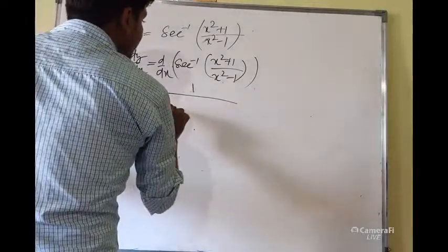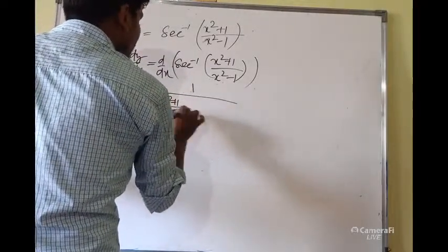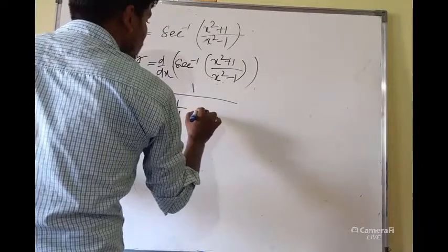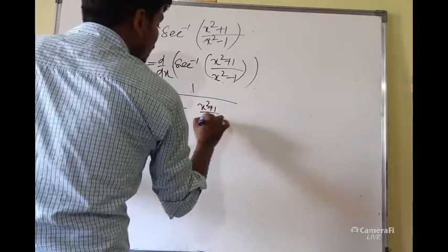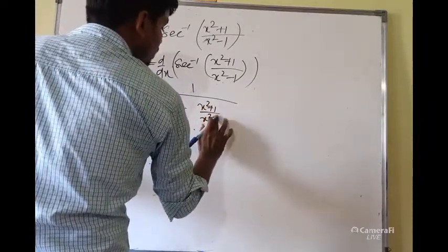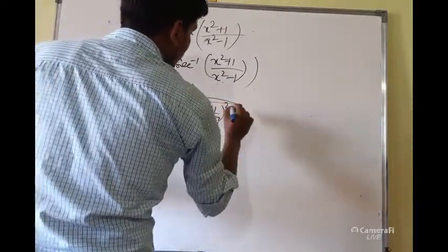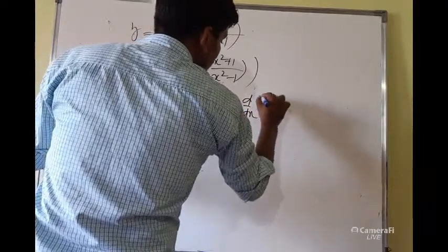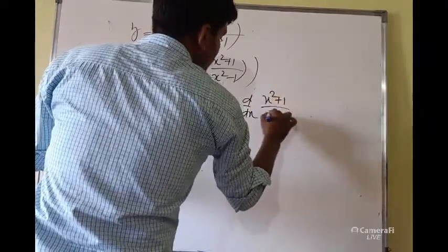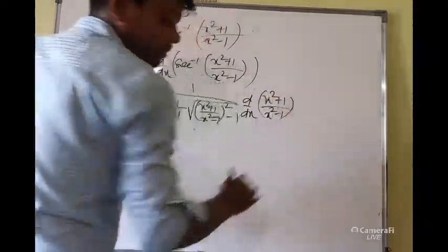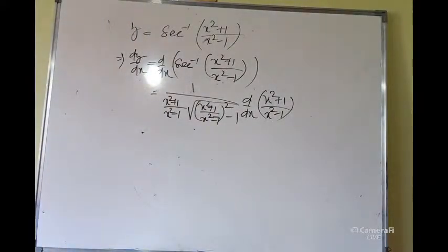Now, 1 by x square plus 1 divided by x square minus 1, and x square plus 1 divided by x square minus 1 whole square minus 1, and root over. Okay, then the derivative of x square plus 1 by x square minus 1. Okay, any doubt?